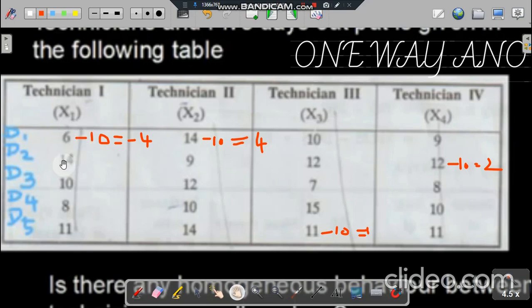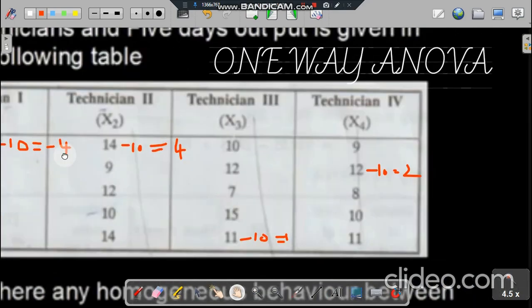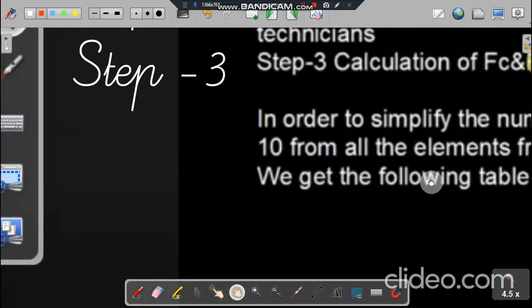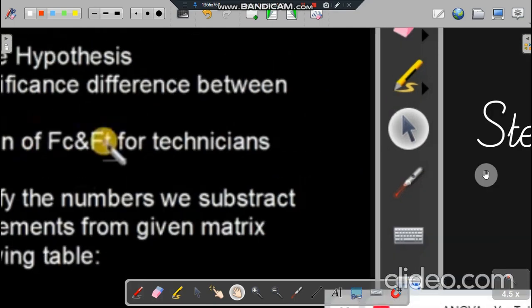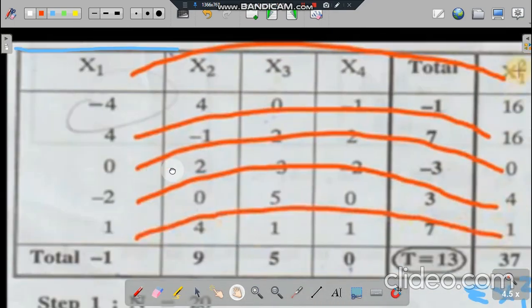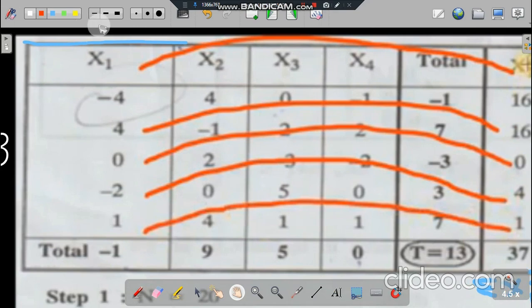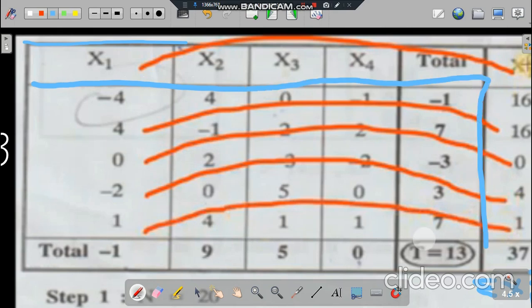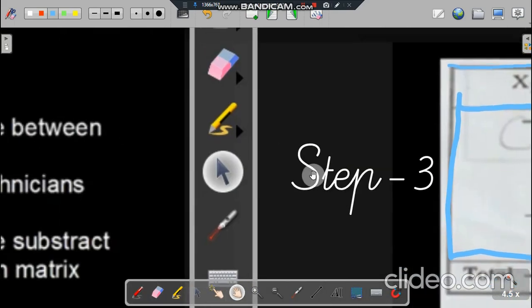We are reducing all the 2-digit numbers into single-digit numbers, and we get this particular table here. This is the problem table given to us, and we have reduced it by subtracting 10 from each element. Look at that.